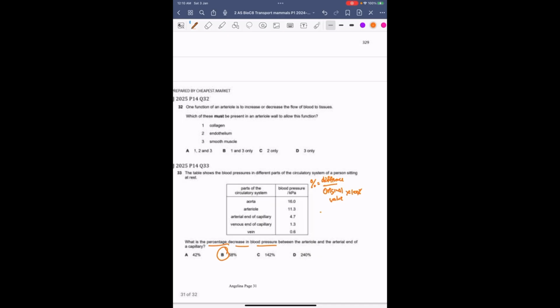So the difference, because you want to calculate between the arteriole and the arterial ends. At the arterial ends, the arteriole is a type of smaller form of the artery, so it will direct the blood flow into the arterial end of the capillary, from here to here. That's why you need to know the difference. So the difference is 11.3 minus 4.7, over 11.3. So you get 6.6 over 11.3 times 100, and then you get 58%.